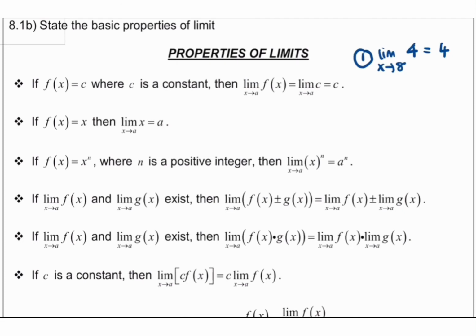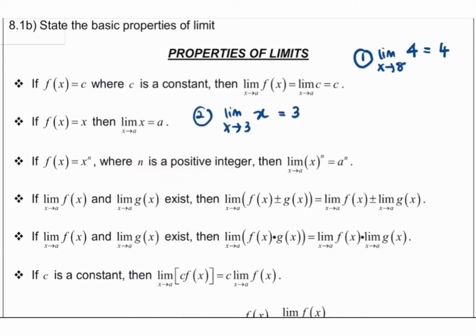So dia akan dapat balik nilai tu. Okay. For example, for the second properties, limit x when x approach to 3. So kita akan substitutekan 3 ni masuk ke dalam x ini. So dia akan jadi 3. Kita tengok properties yang ketiga pula. Sekiranya f(x) is equals to x to the power of n, di mana n ni adalah positive integer. Okay, so n ni adalah positive.